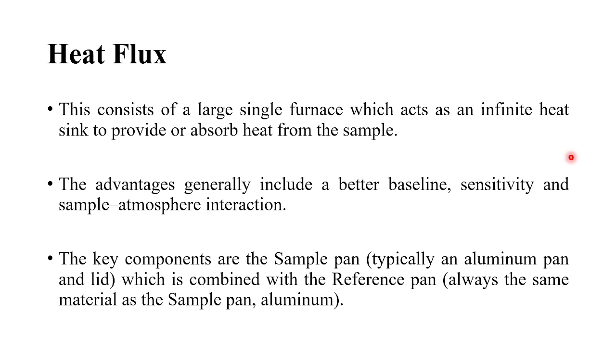Already I have told you that in heat flux there is a single heat sink, that is a single furnace, that acts as an infinite heat sink to provide or absorb heat from the sample. The advantages of heat flux DSC generally include a better baseline, better sensitivity, and sample atmosphere interaction. The key components are the sample pan, typically an aluminum pan, and a lid, which is combined with the reference pan, always the same material as the sample pan. Obviously, if they are different, then because of the different heat capacity of different materials, we cannot get accurate data.